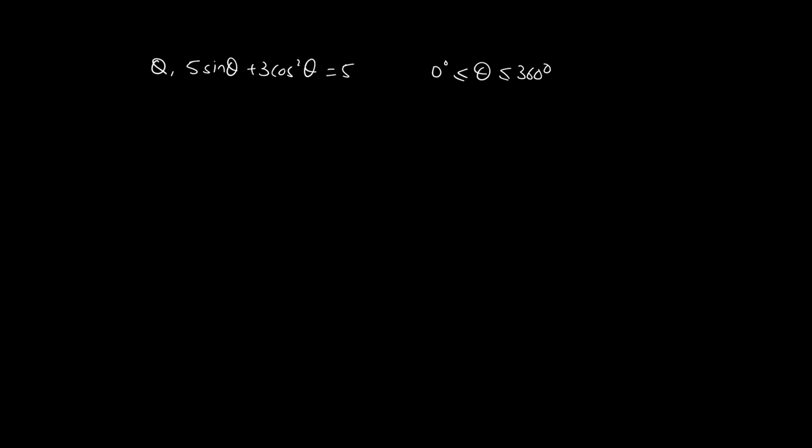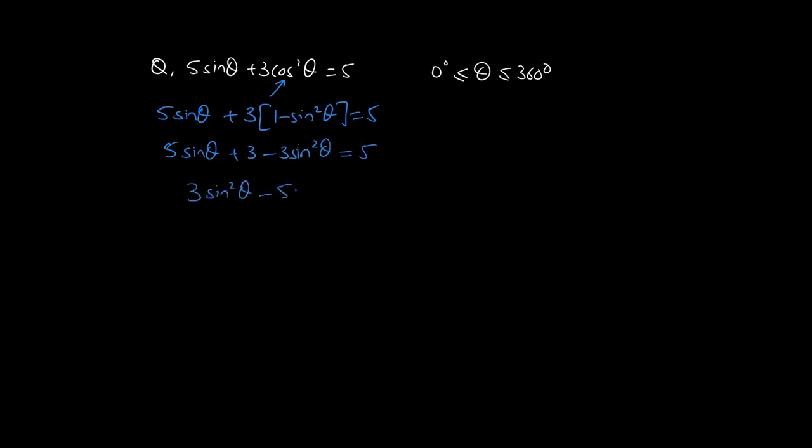Yes, so in this question you have to replace cos square, right? So your equation will become 5 sin theta plus 3, and you replace cos square with 1 minus sin square theta equals 5. So 5 sin theta plus 3 minus 3 sin square theta equals 5. Rearrange it, simplify it, and you get this. And the two values of sin theta would be: sin theta is equal to 1, or sin theta is equal to 2 upon 3.